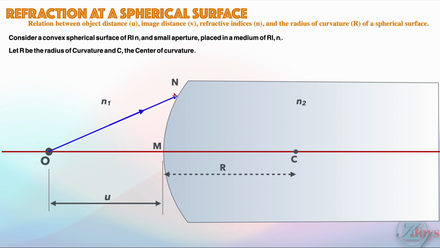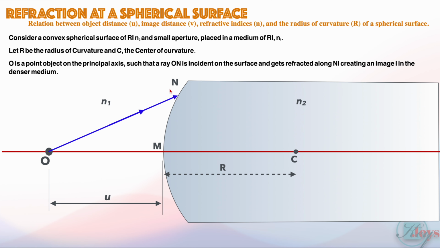To understand the bending, we first need a normal drawn at this point. How to draw a normal for a spherical surface? It's easy. At N, just draw a line passing through N and the center of curvature, which is nothing but the radius of that imaginary sphere. That itself is the normal. So I will draw the normal at this point N. This is the incident ray, and here is the normal. The angle between them is the angle of incidence, which I take as i.